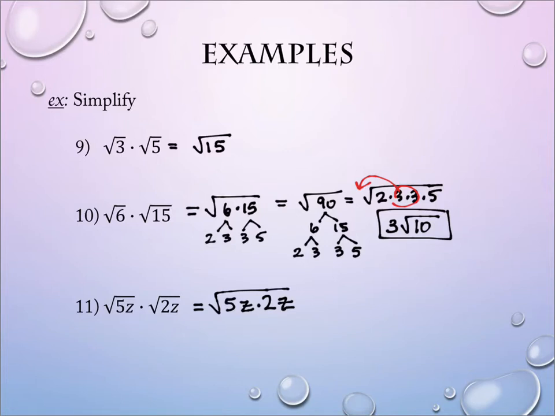Okay, there's a 5, there's a z, there's a 2, there's a z. Do I have any matching pairs? I do. What do I have? The z's match. So I can pull a z out, but this time I can't pull any numbers out. I still have a 5 and a 2 underneath, which leaves me with a 10. Kind of like the 10 on the last problem, still being underneath there. And that's as far as we can go.